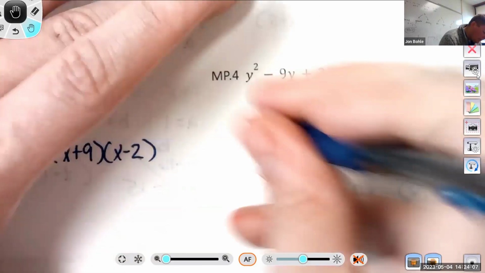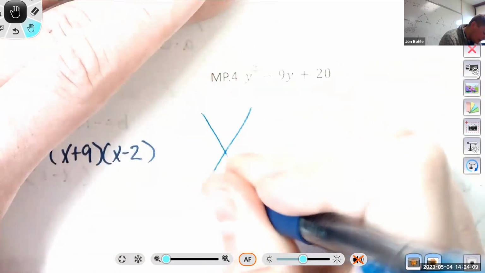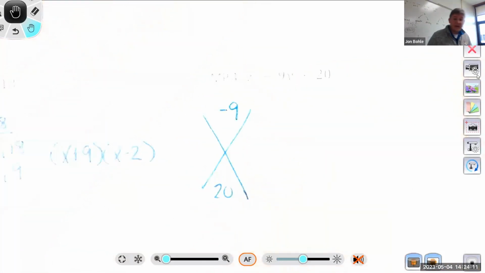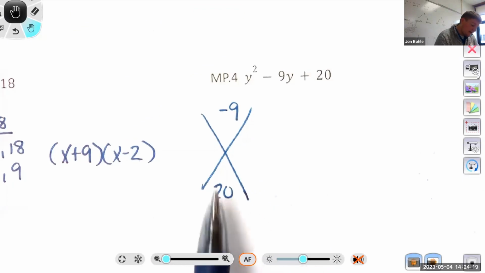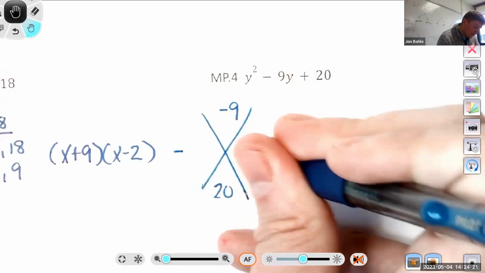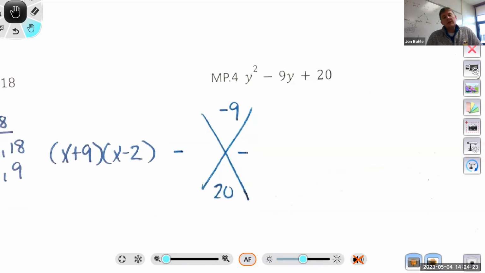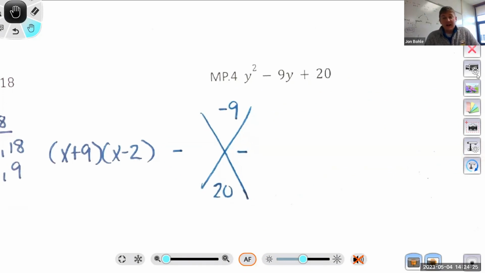Okay, same thing. I'm multiplying to a positive 20 here and adding to a negative. So I'm multiplying to a positive number, so instead of subtract, I'm going to think add. And I've got to figure out, well, I'm multiplying to a positive and adding to a negative. That means I'm going to have 2 negative numbers. And what combination is going to get me to 9?